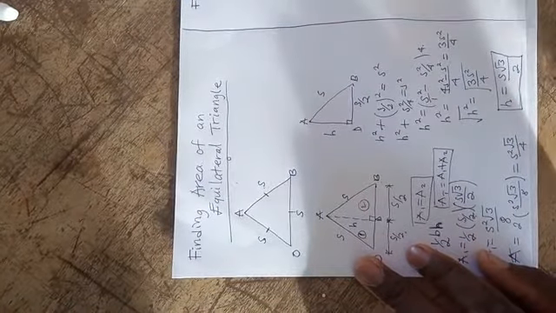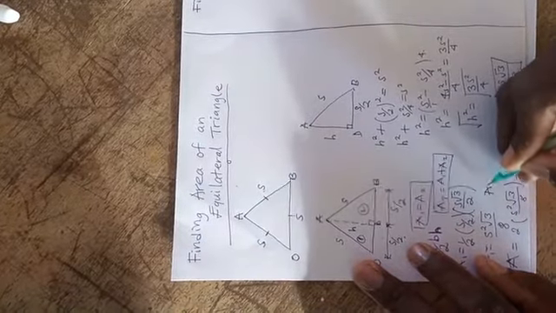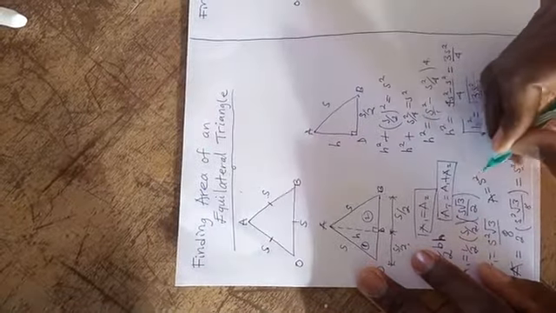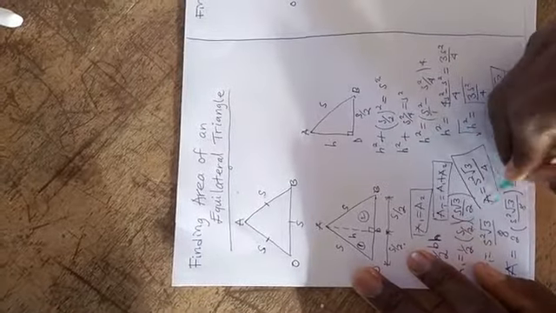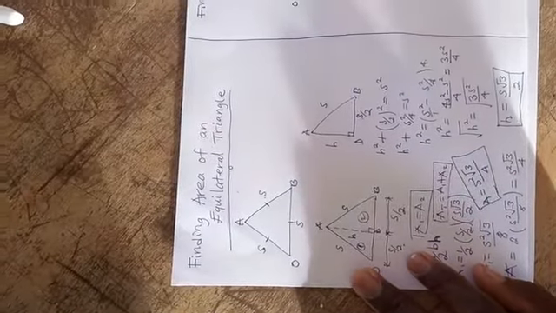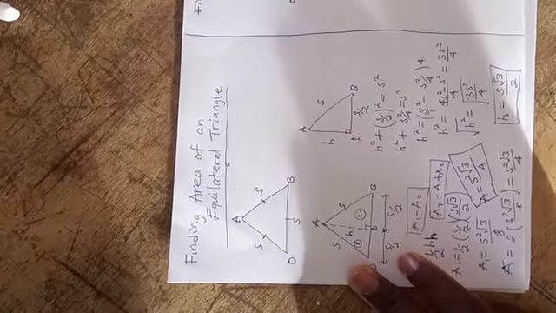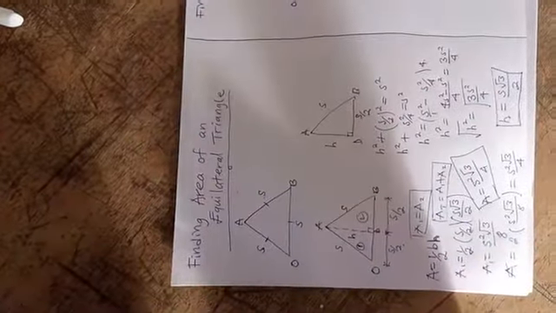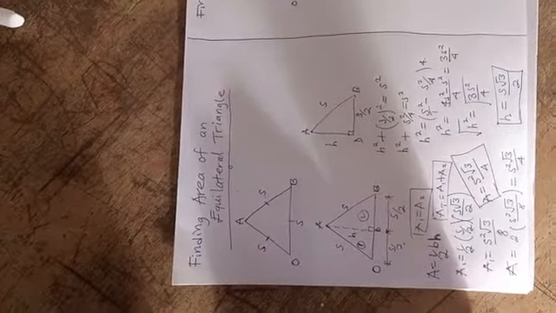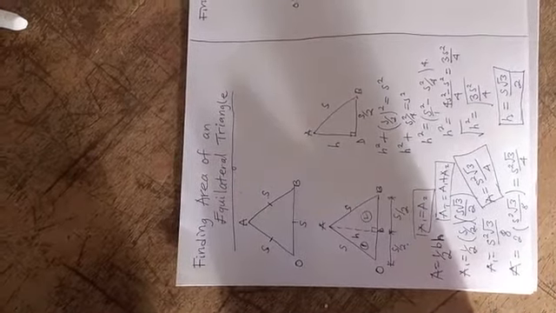So the area is now equal to S squared root of 3 over 4, where S represents one of the sides of the triangle. So this is the formula we use. Next, let's derive the formula to find the perimeter of an equilateral triangle.